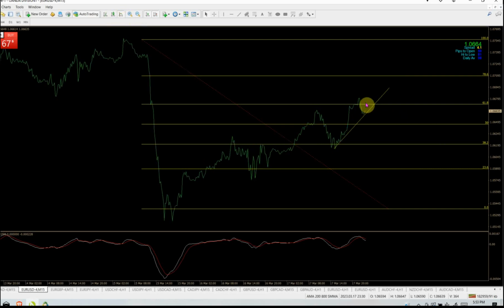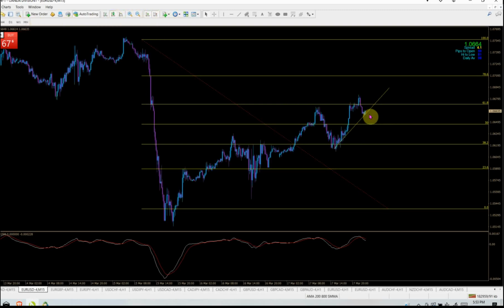Okay, now again, this might continue to rally further. We might get up to the 78.6. We might go further. I'm not rushing into a trade right here. There hasn't been any signal here to enter.